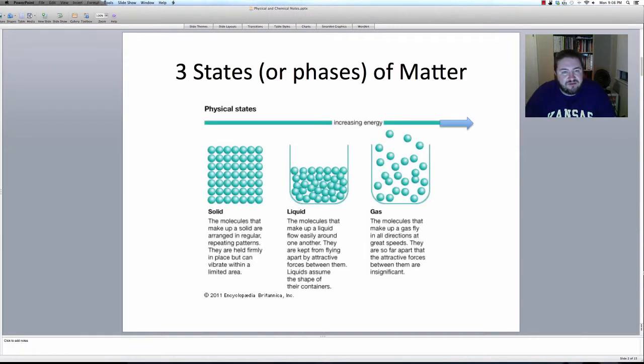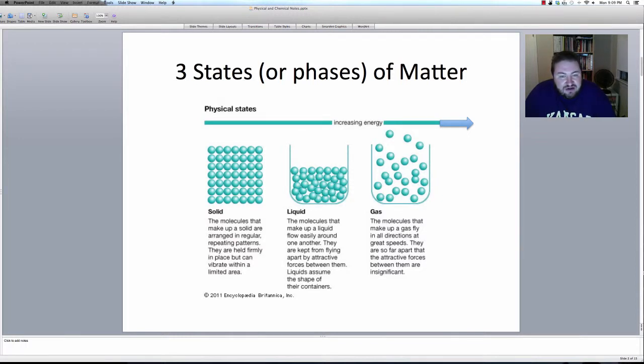So talking about physical and chemical changes, we first need to talk about the three states or phases of matter. You've probably heard about these before. We have solids, liquids, and gases. Start with the solid. Molecules that make up a solid are arranged in regular repeating patterns. They're held firmly in place but can vibrate within a very limited area. And they keep their shape. They don't change shape when they get poured from one container to another.